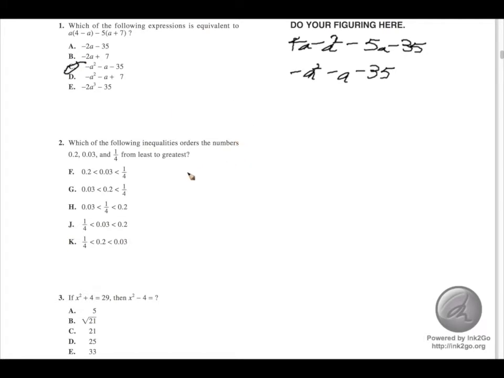For the next question, we have to compare different numerical values, and the trick here is to convert all of them into the same format. So since two of them already are in decimal form, the easiest thing to do here would be to convert this fraction into decimal as well. So let's just write out all of our available options in decimal form.